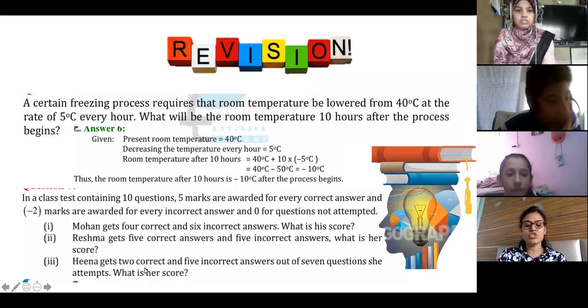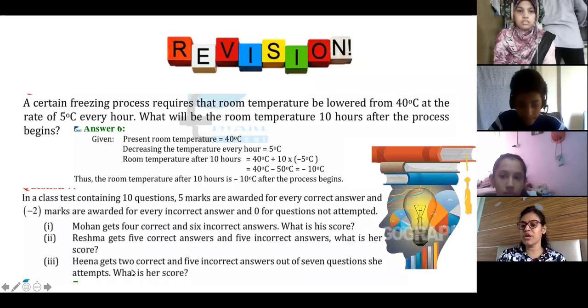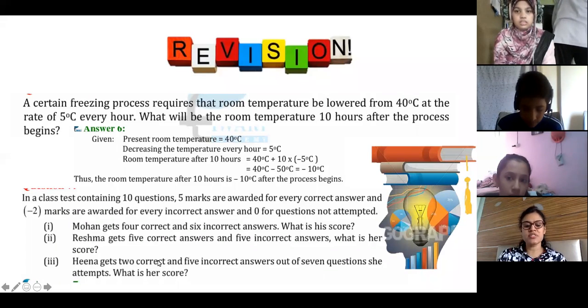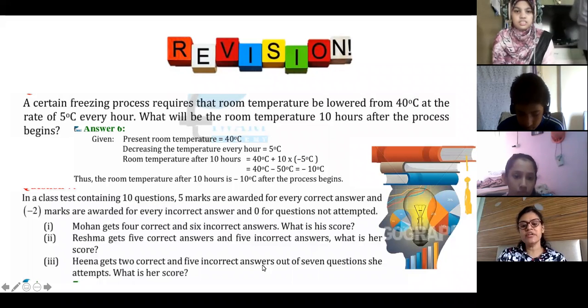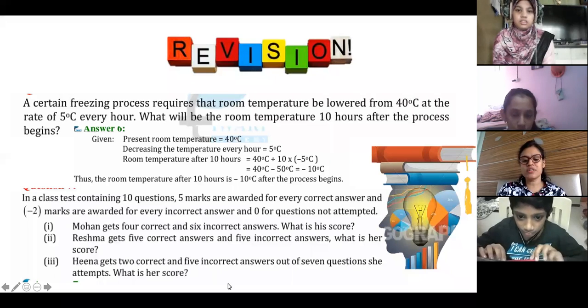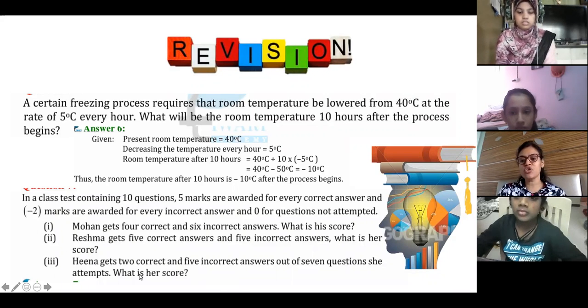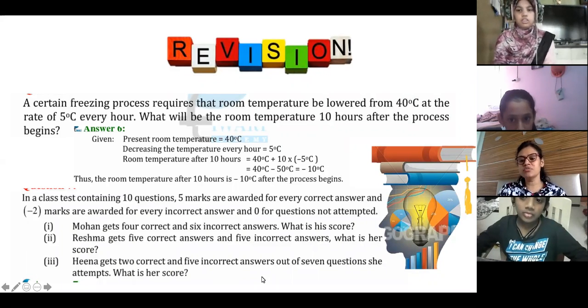So Hina gets 2 correct. 2 correct means how many marks will you get? 5 into 2 is 10 marks. Then 5 incorrect answers. How many marks for an incorrect answer? Minus 2. So 5 into minus 2 is how much? Minus 10. So what is her total score? Total score will be the addition of all the marks. So total marks is plus 10 minus 10, which is 0. So that is why Hina gets 0 marks.